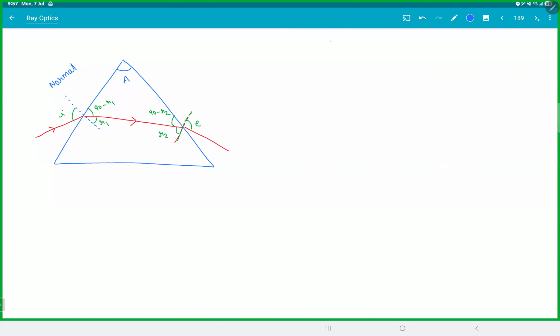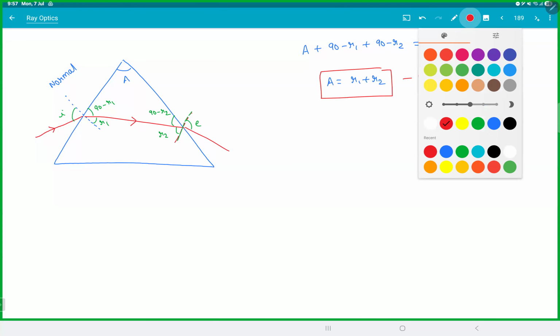Here you can see in that upper triangle, A plus (90 minus R1) plus (90 minus R2) is equal to 180. So we get A is equal to R1 plus R2. This is your first formula to remember. The angle of the prism is R1 plus R2, where both are the refracted angles.